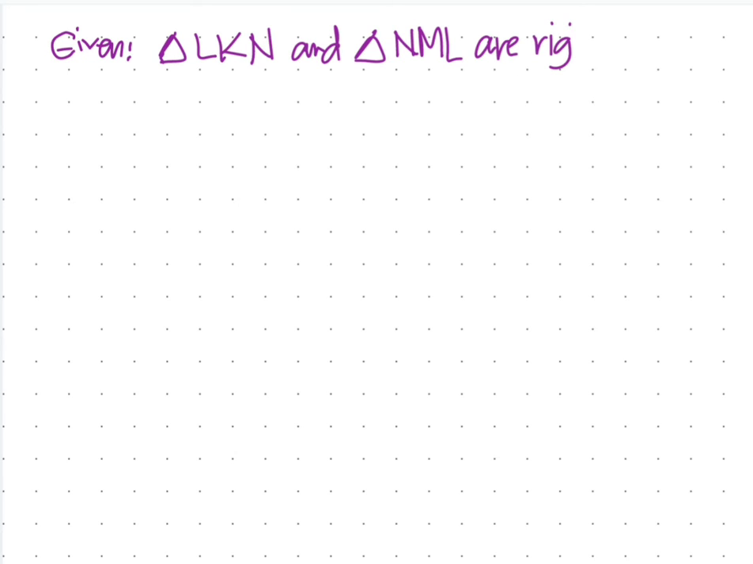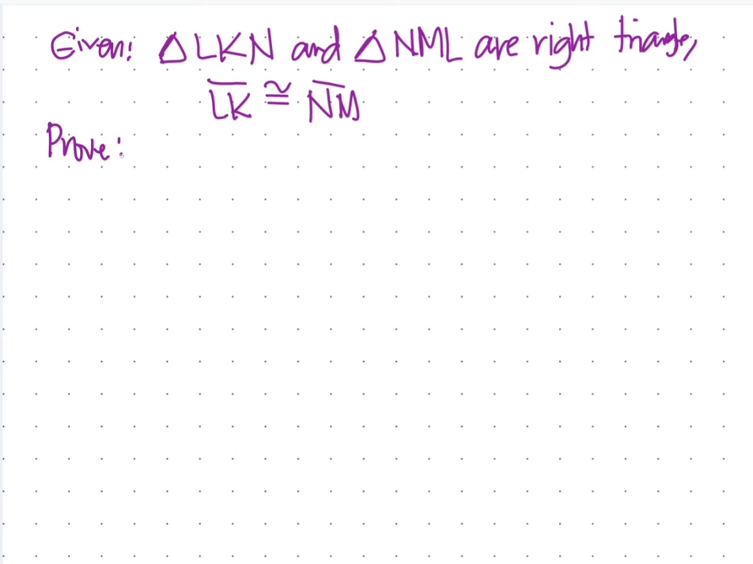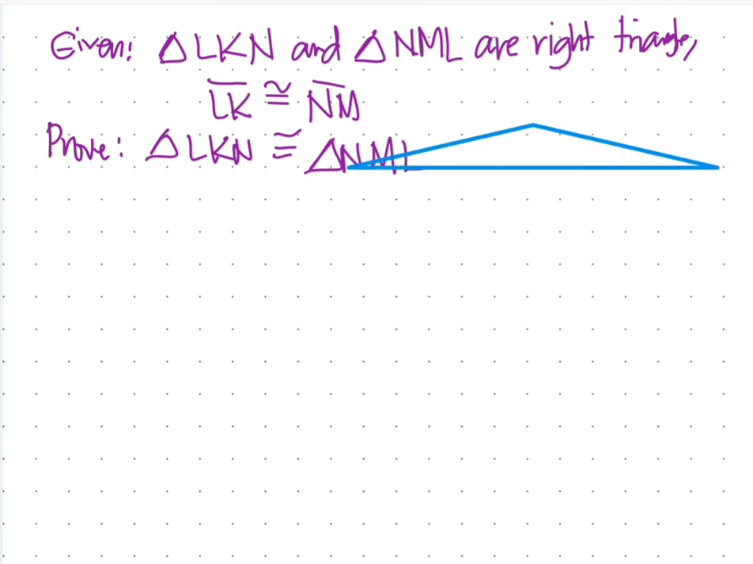We're given here that triangle LKN and triangle NML are right triangles. Then segment LK is congruent to segment NM. We prove that triangle LKN is congruent to triangle NML. So let's draw that.